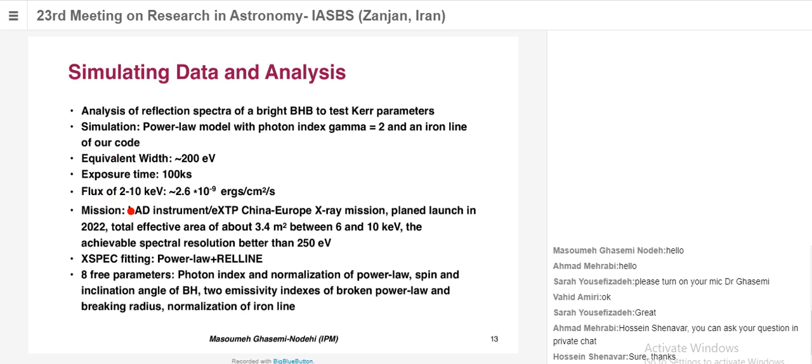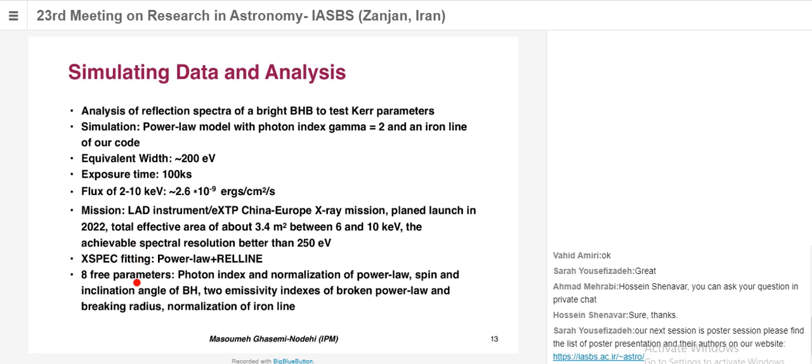And we simulate data with the LAD instrument on board the eXTP mission, that is a China-Europe X-ray mission planned to be launched before 2022. Its total effective area is very large, and then we fit our data with a power law model and a relline model. We have 8 free parameters here: photon index and normalization of the power law, spin and inclination angle of the black hole, 2 emissivity indices of the broken power law and the breaking radius, and normalization of the iron line.